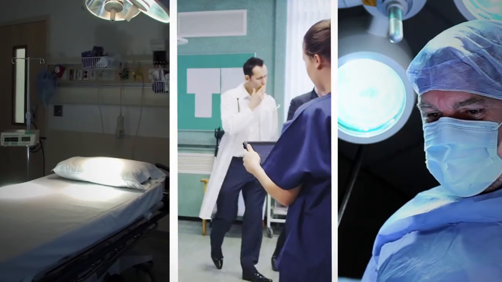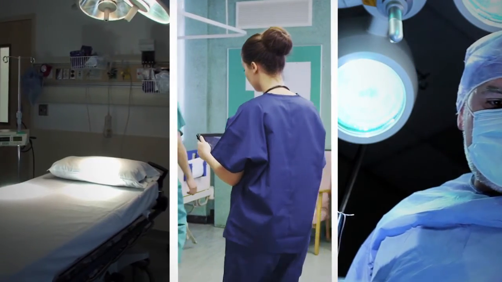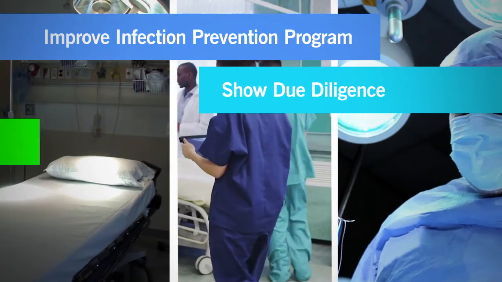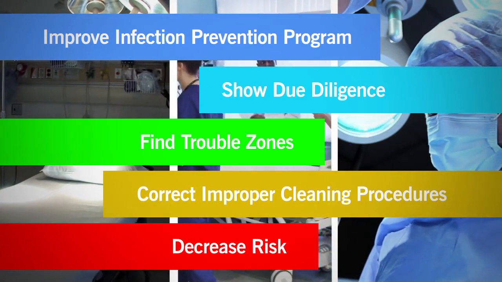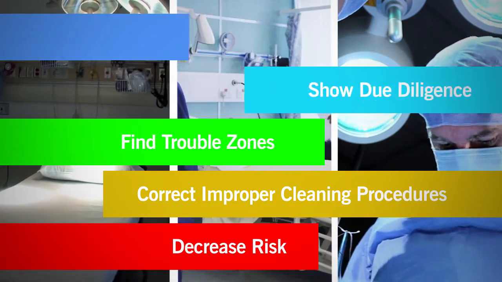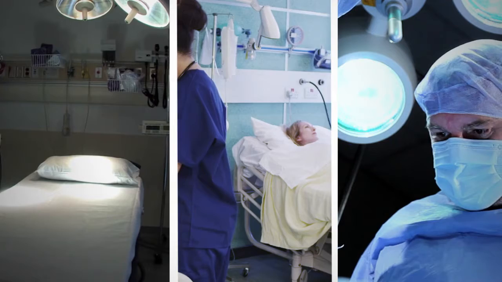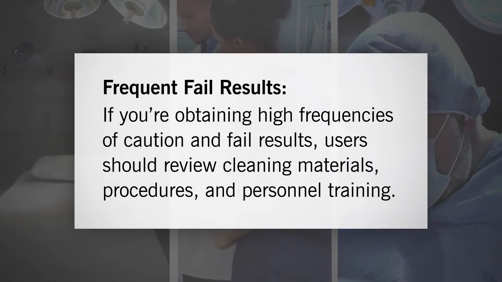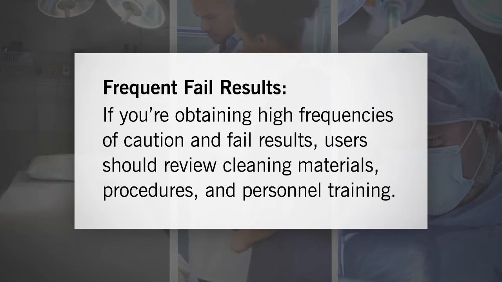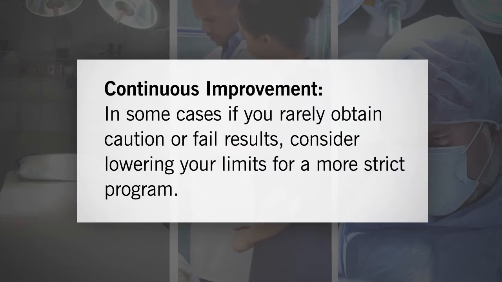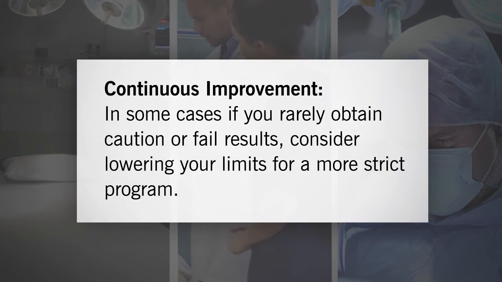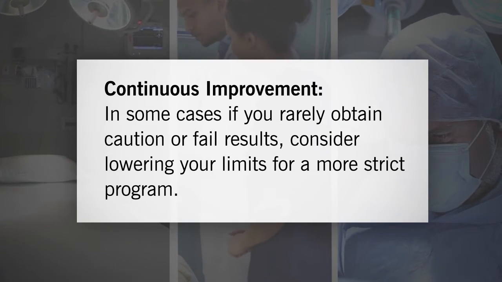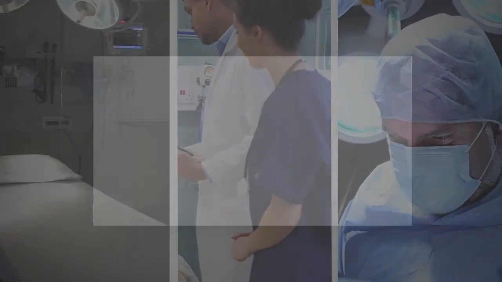Constantly looking to improve your infection prevention program shows due diligence and is crucial to finding trouble zones, correcting improper cleaning procedures, and decreasing risk of infection from poorly cleaned surfaces. If you're obtaining high frequencies of caution and fail results, users should review cleaning materials, procedures, and personnel training. In some cases, if you rarely obtain caution or fail results, consider lowering your limits for a more strict program.